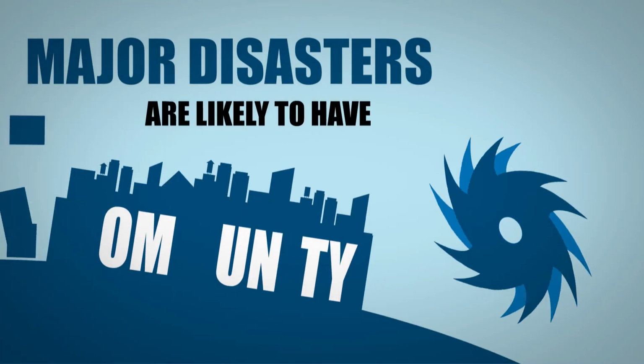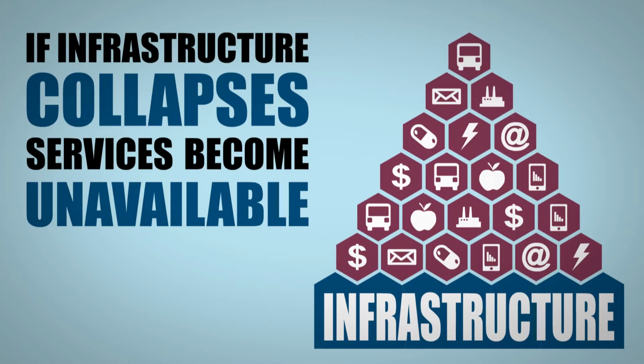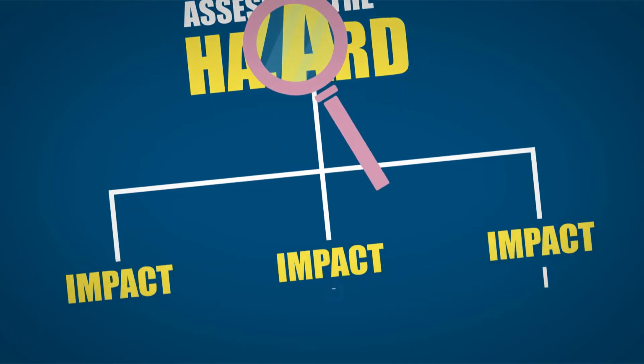Major disasters, such as hurricanes and earthquakes, are likely to have cascading impacts that can render a community helpless. If infrastructure collapses, services become unavailable, and basic needs go unmet. Preparedness activities for these disasters include assessing the hazard and its potential impacts.